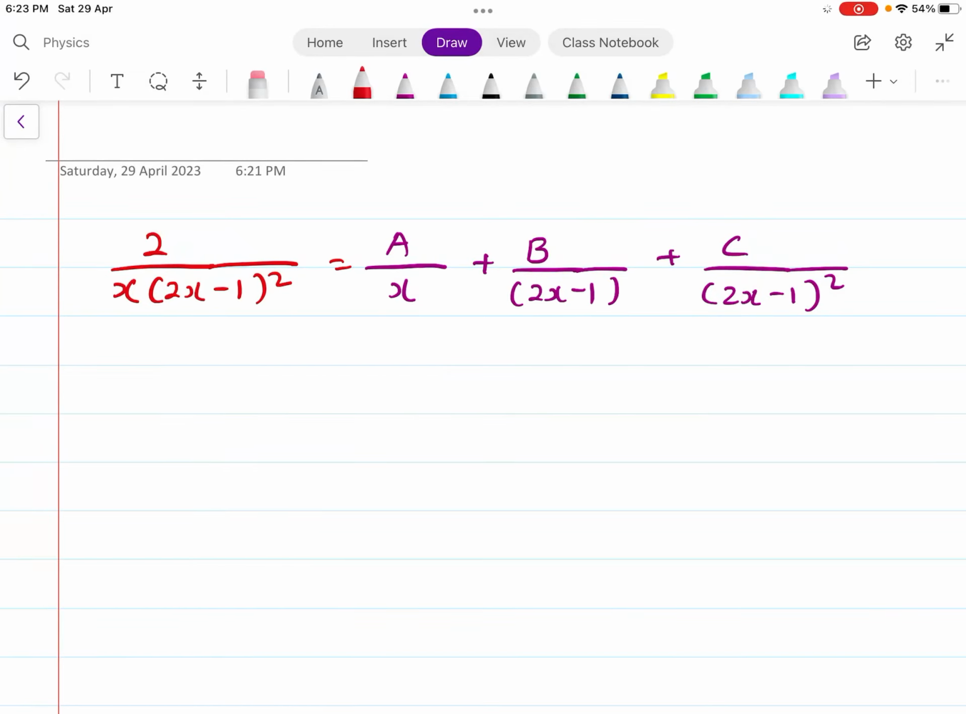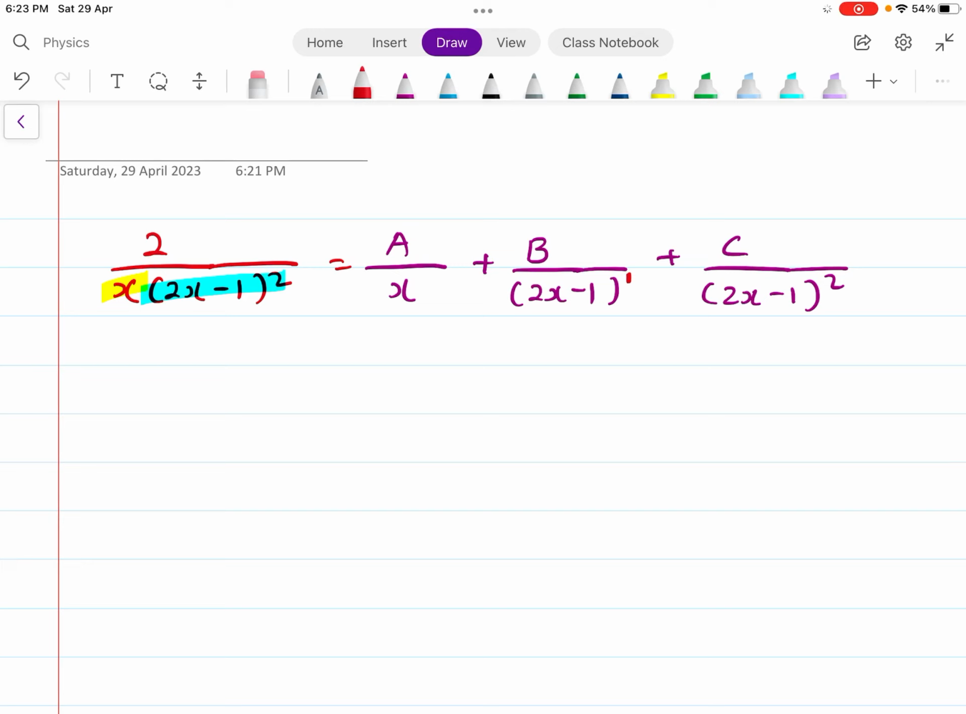Alright, so let's go through this question. So we have this partial fraction question, right? This is our case number 2 partial fraction, because you can see that we have this linear factor, and after that we have this repeated linear factor, right? So whatever you did here is very good, because it's A over x plus B over 2x minus 1 to the power of 1, right? Then after that, don't forget plus C over (2x minus 1) squared.